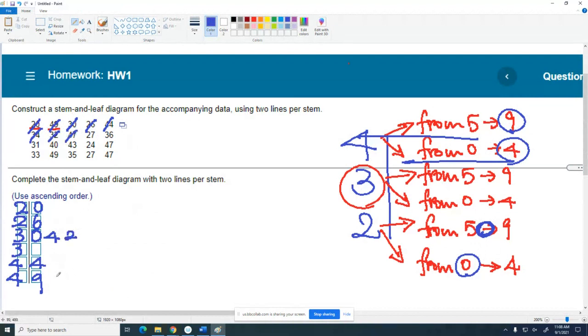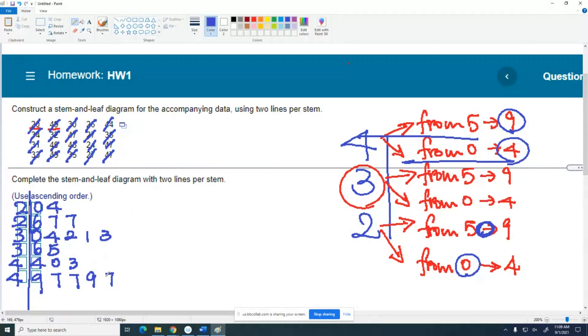32, 47, 27, 36, here is a bar, and 31, 40, 43, 24, 47, 33, 49, and 35. 35 must be the second one, and 27, and 47. Good, right? If you didn't finish up the homework number 1 tonight, you have to do it like this.